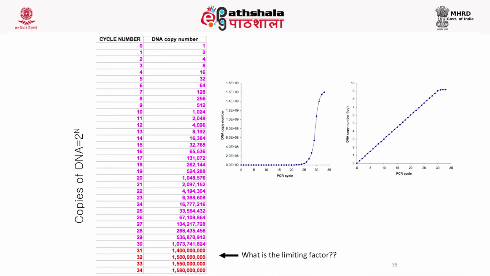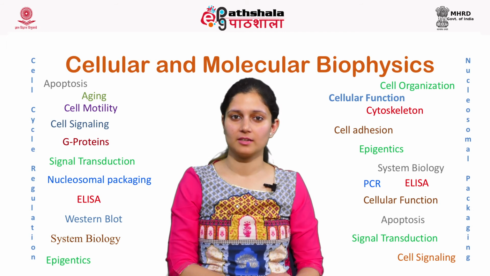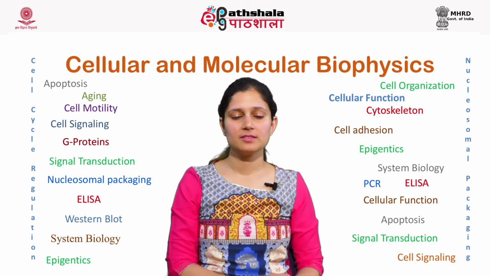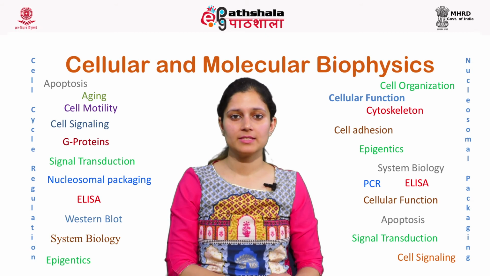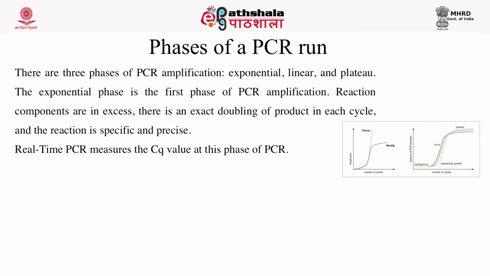Let us understand why. To understand the limiting factors after 30 or 35 cycles of PCR, let us understand the phases of a PCR reaction. There are 3 phases of PCR amplification: exponential, linear and plateau. The exponential phase is the first phase of PCR amplification. The reaction components in this phase are in excess. There is an exact doubling of product in each cycle and the reaction is specific and precise.